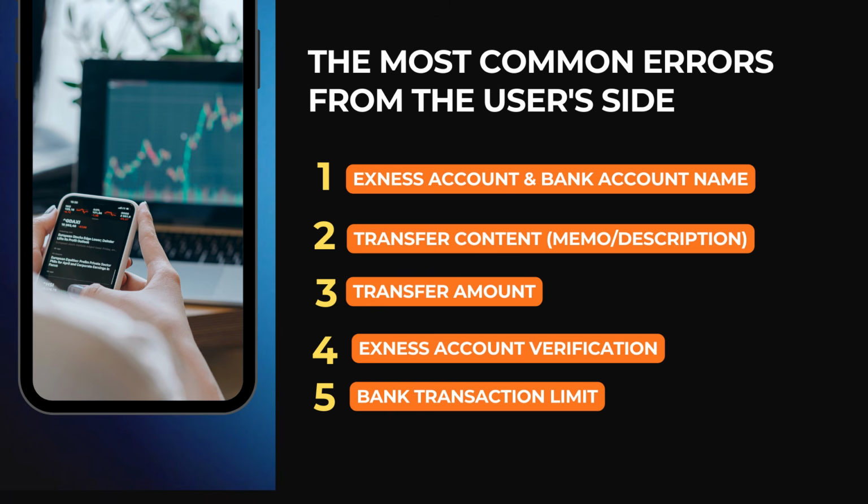The second common error is the transfer description. Many traders make the mistake of leaving it blank or entering the wrong description required by Exness. The system processes transactions automatically based on this description. Therefore, the golden rule is to copy and paste it for 100% accuracy. Better yet, you should download and scan the QR code to avoid these mistakes.